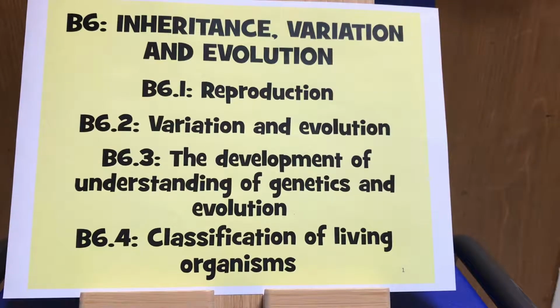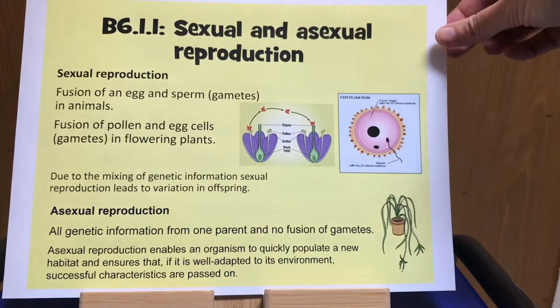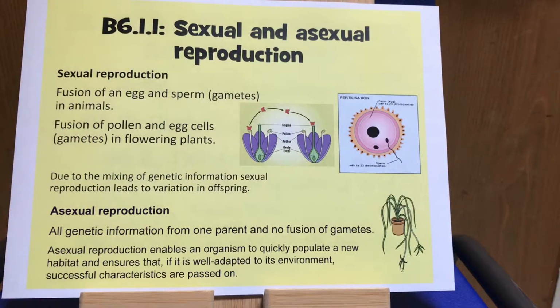This video is B6 in a nutshell. It's everything that a double student, that's a combined science student, needs to know for the topic B6, and it can be boosted up with the triple science content for triple science students. So the first thing that we're going to look at is sexual and asexual reproduction.